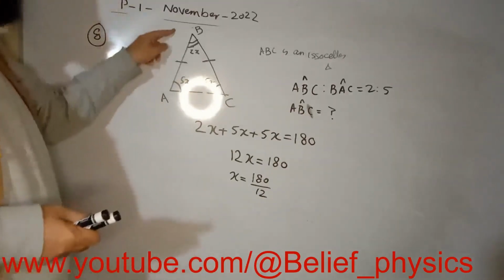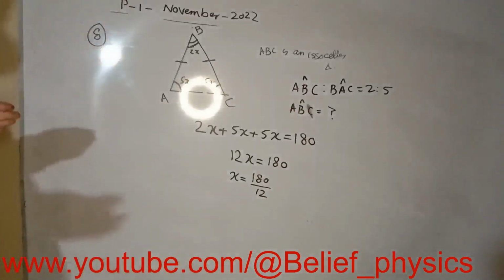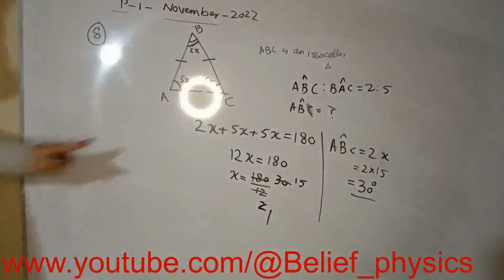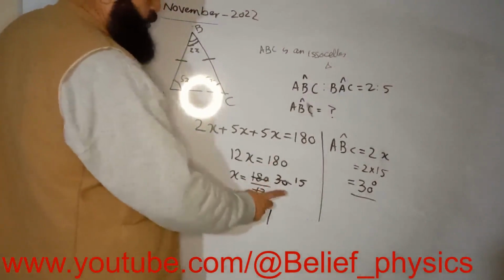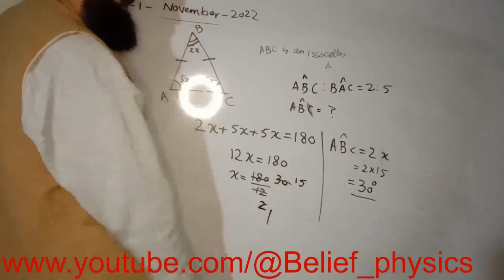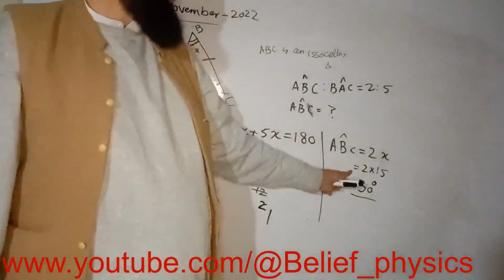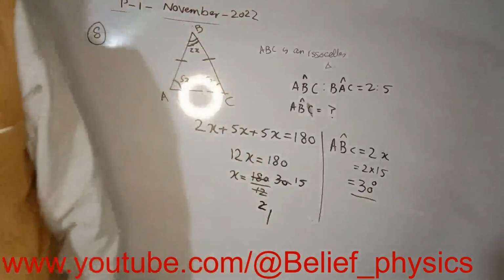So ABC is equal to 2 over 12 into 180, whatever the method to solve. So I write this method: 2x plus 5x plus 5x is 12x, 12x is 180, x is coming to be 15. So ABC is 2x. So I put the value here, ABC is equal to 2 into 15, which comes out to be 30 degrees.